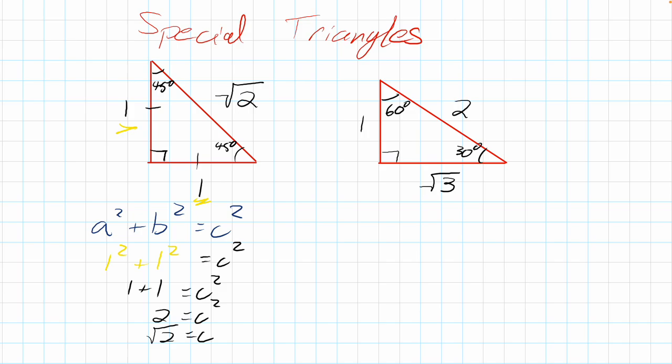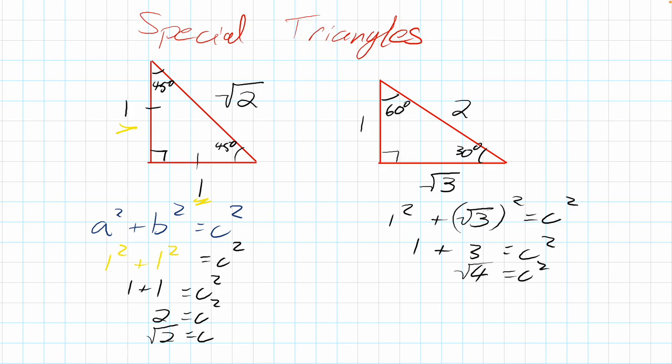And if you want, we could do the exact same thing with Pythagorean's theorem. We could say 1 squared plus root 3 squared is equal to c squared. This ends up being 1 plus 3, since root 3 squared is actually 3. We end up with 4 is equal to c squared, and when we root each side, we get 2. We could say plus or minus, but we're measuring in our reality here, so it would only be positive in terms of this one.